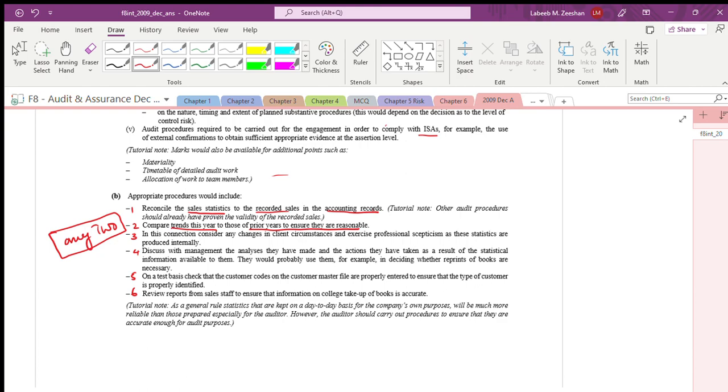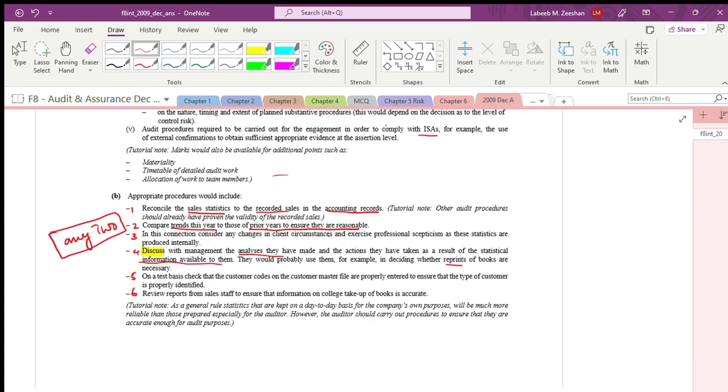Discuss the analysis with the management. This is the common thing: always make sure that you discuss with the management. Be specific, don't write general sentences. Ask about the actions taken as a result of the statistical information available to them, whether it is complete and accurate. They would probably use it for deciding reprints. But most important, discuss with management the analysis they have made and the actions they have taken as a result of the information.